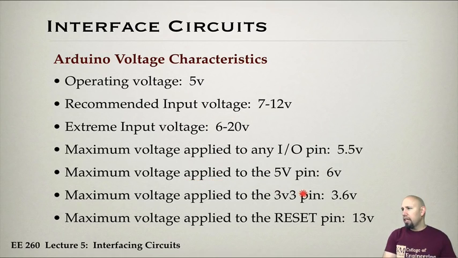Maximum voltage applied to the 5-volt pin. It turns out that on the Arduino there's a 5-volt pin, and sometimes people want to connect things up to that point, in general another voltage supply. In general, that's just not a good idea. Certainly if you put anything above 6 volts, you're going to have problems. Similarly, there's the 3V3, which is basically a 3.3-volt pin. If you hook up anything greater than 3.6 volts, you're going to have problems.